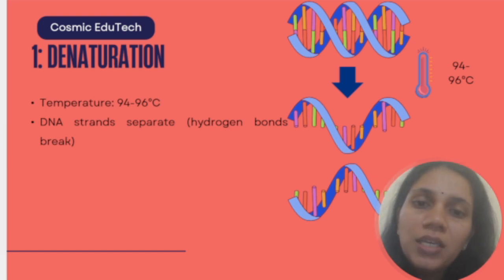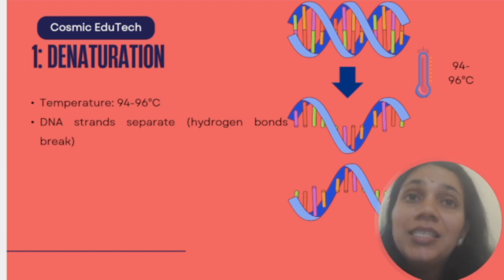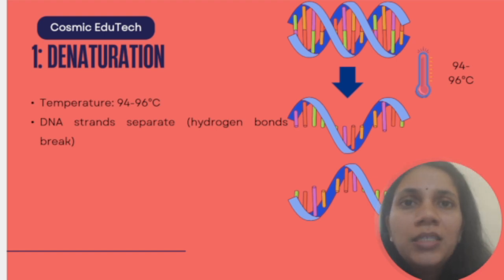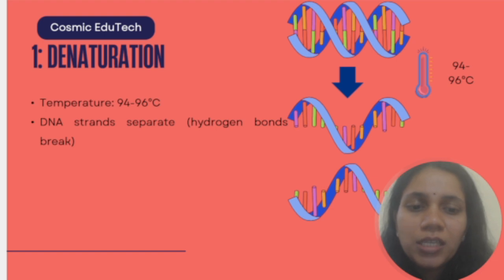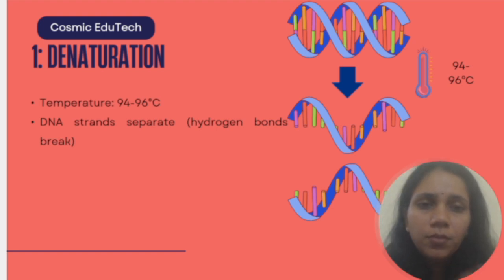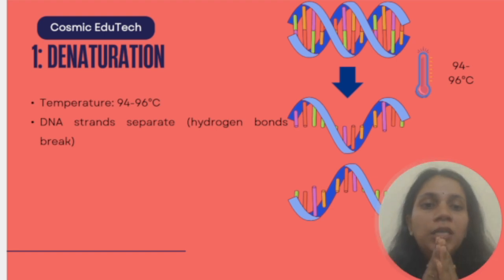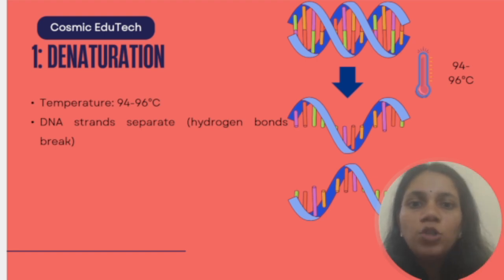First let's begin with the step that is denaturation. Two things to be remembered over here: denaturation occurs at a higher temperature, that is around 94 to 96 degrees Celsius. So what do you mean by denaturation? Denaturation is the separation of the double-stranded DNA. This occurs by breakdown of the hydrogen bonds.